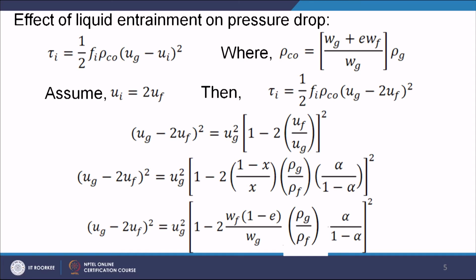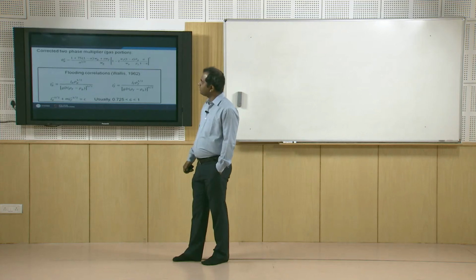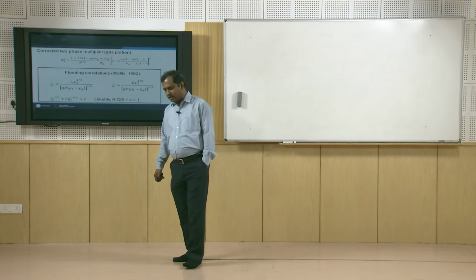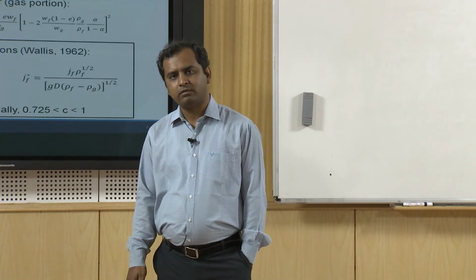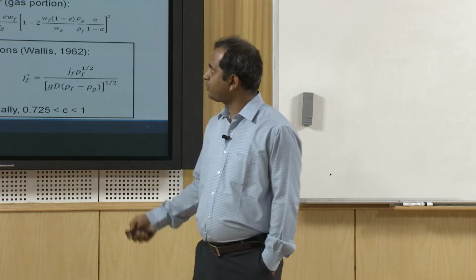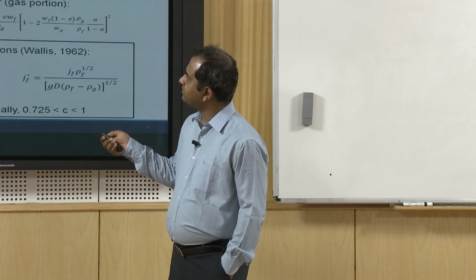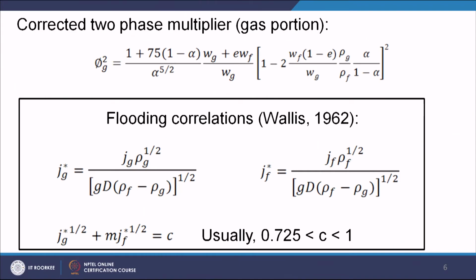So, what we can do for finding out tau I, we can hook this expression with the multiplier half Fi rho CO. Okay. So, let us see that. If you proceed in this fashion, already in the last lecture, if you remember, I have shown you based on Wallis correlation that phi g square can be written as 1 plus 75 into (1 minus alpha by alpha) to the power 5 by 2. Okay, where Fi is not equal to FTP, Wallis has given some correlation.